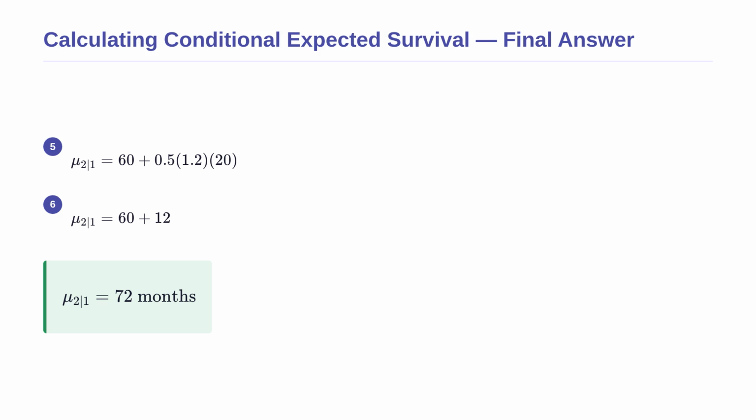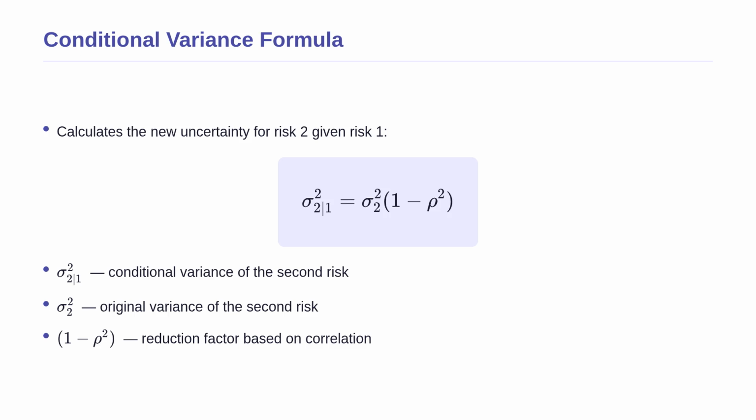Physically, because the heart survived 20 months longer than average, we now expect the kidneys to survive 12 months longer than the general average. Now that we have updated our expected time, what happens to our uncertainty?